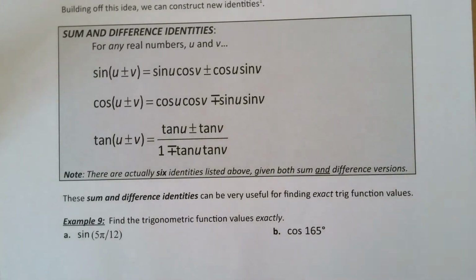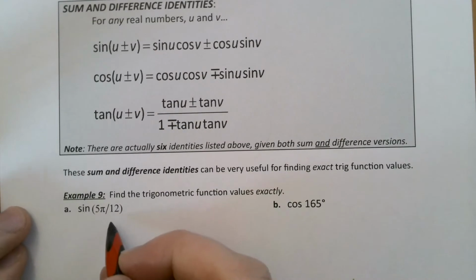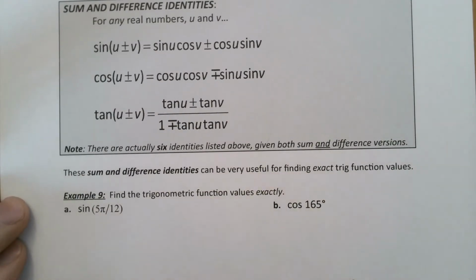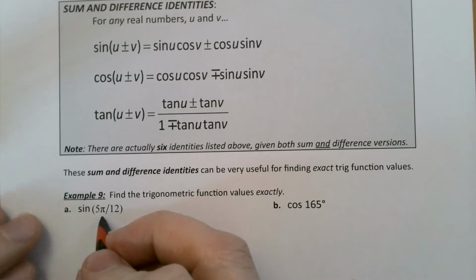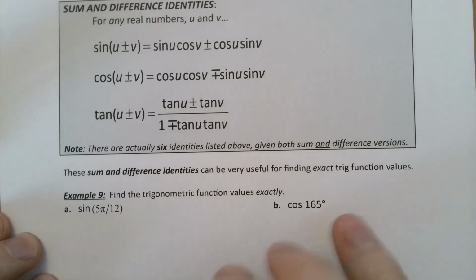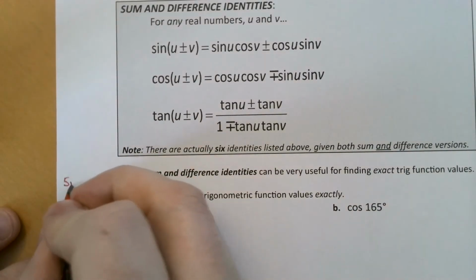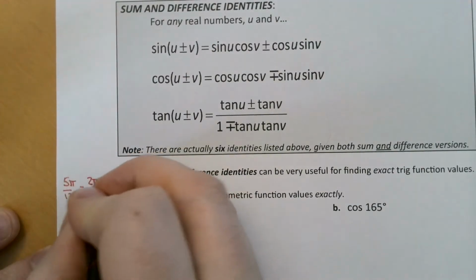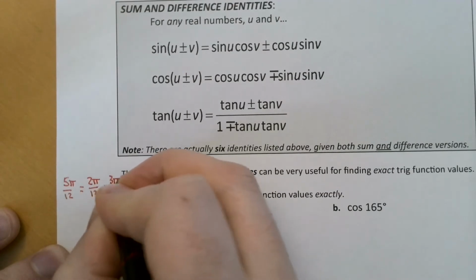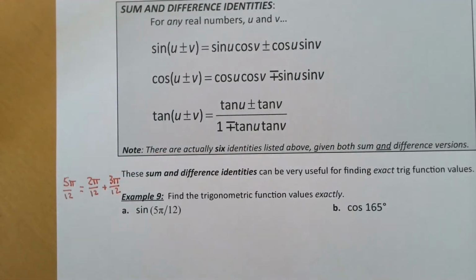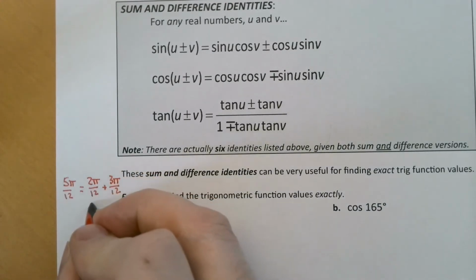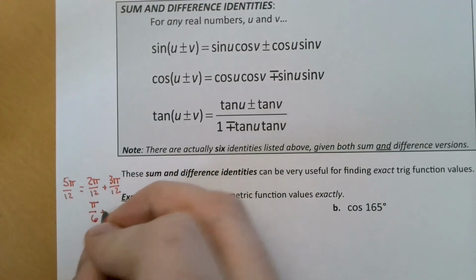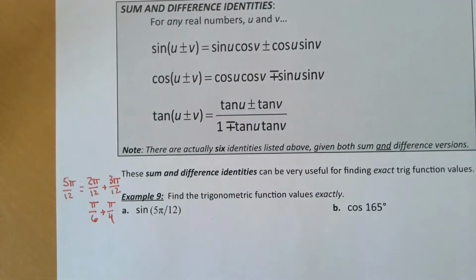Now, what we have to do is think of two angles in the unit circle that add up, or a difference of two angles that equals 5 pi 12ths. So I'm just over here going to state that 5 pi 12ths feels like it's equal to 2 pi 12ths plus 3 pi 12ths. That seems like a reasonable statement, right? Well, if I simplify 2 pi 12ths, I get pi 6ths. And if I simplify 3 pi 12ths, I get pi 4ths. Those are both unit circle values. So those are the ones we want to use.